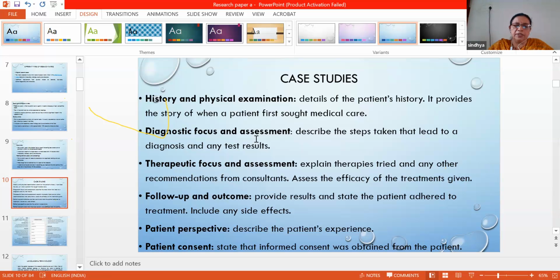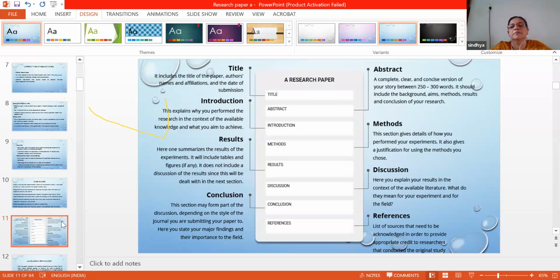And one important component in the case study is that we should seek the patient's consent. So informed consent is to be obtained. We must ensure the informed consent is obtained from the case, whoever is selected. So these are some of the different types of research papers. So what kind of research paper we are confident we can prepare with that. So those are the types of research papers.